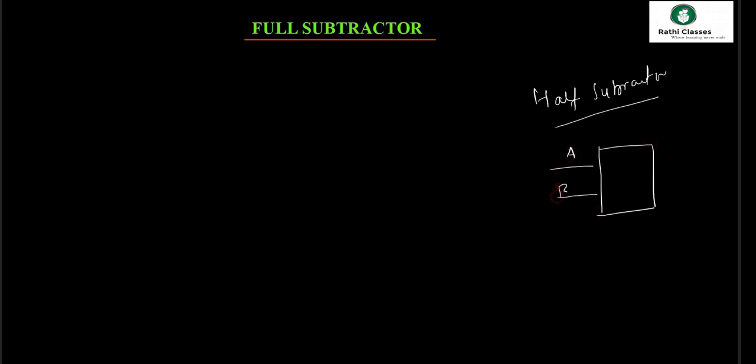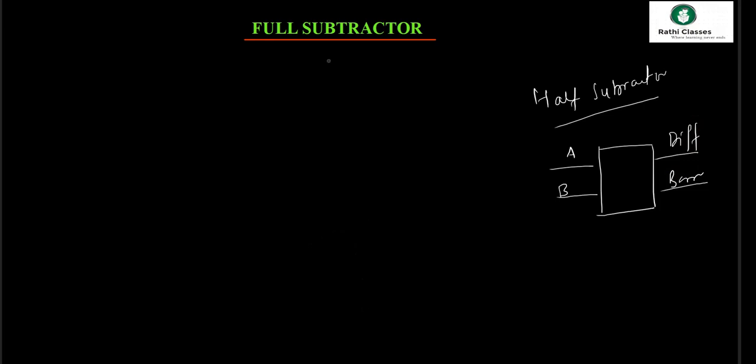Welcome to the presentation on full subtractor. But before that, let me recall what we have learned before on subtractor, that is half subtractor. So what was half subtractor? Half subtractor was a circuit having two inputs, A and B, two 1-bit inputs, and the outputs were two, that is difference and borrow.